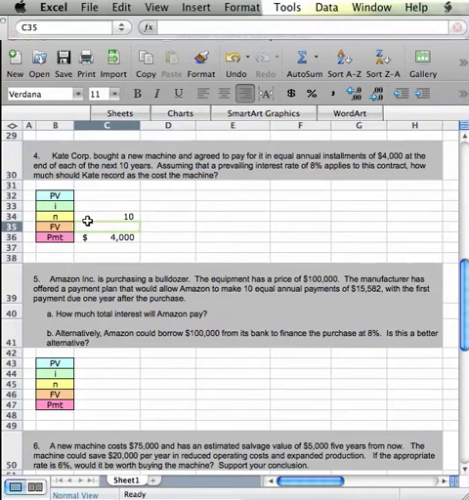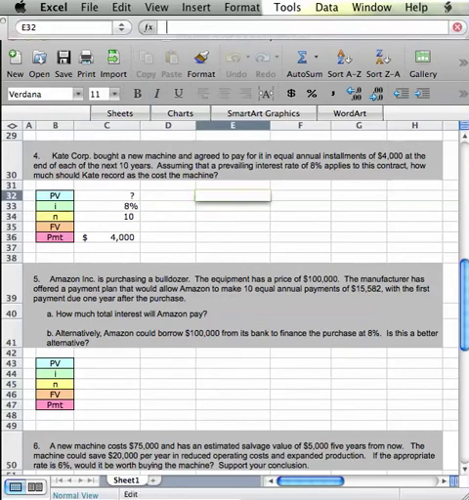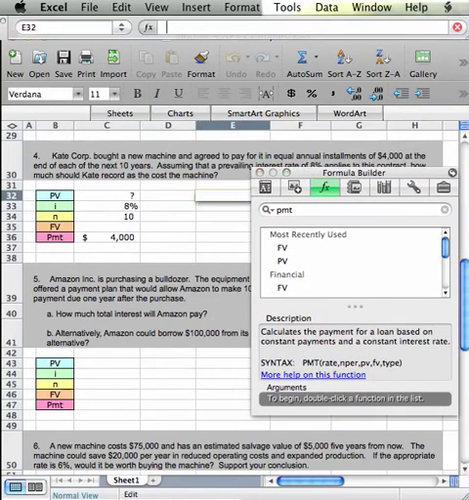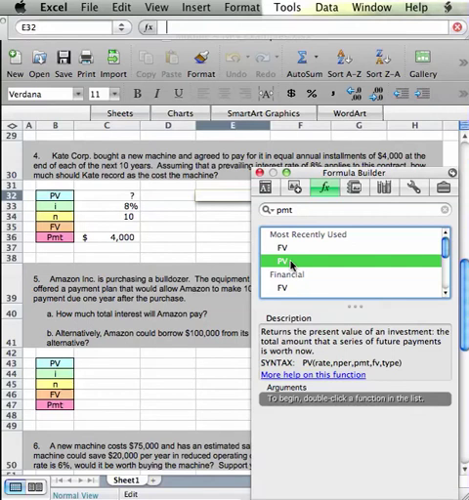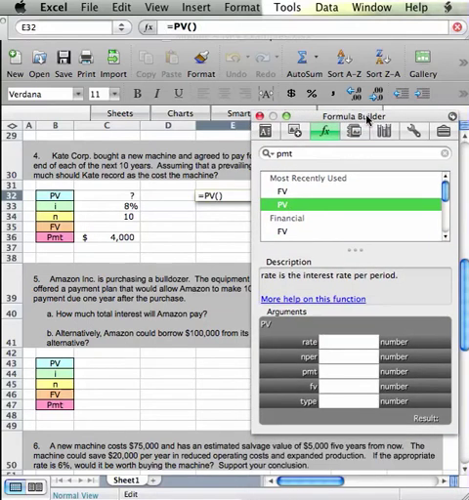We're going to assume a prevailing interest rate of 8%, and we're trying to determine how much she should record as the cost of this machine. So we're trying to determine what that present value is. So let's go ahead and solve for present value in Excel. Again, entering the PV function. So let's select present value, and we'll go ahead and put our inputs in.